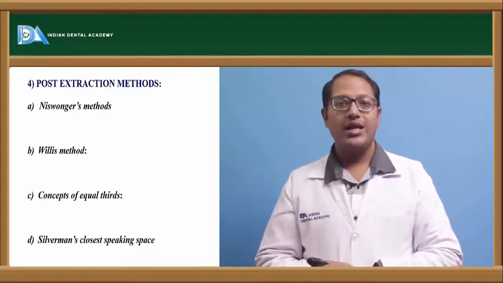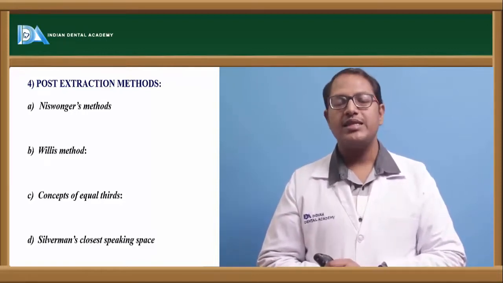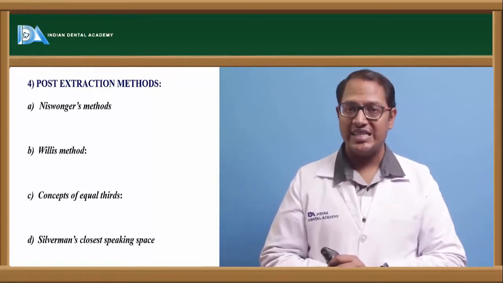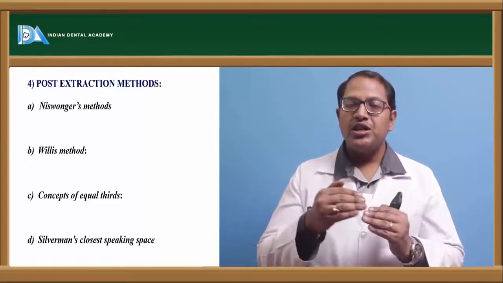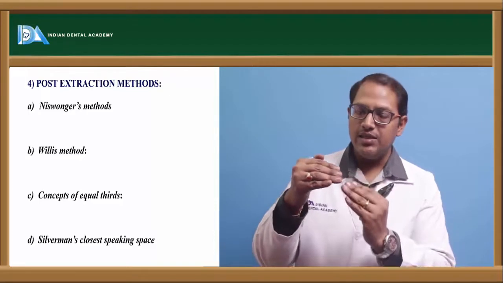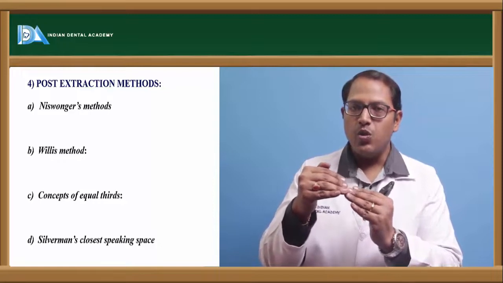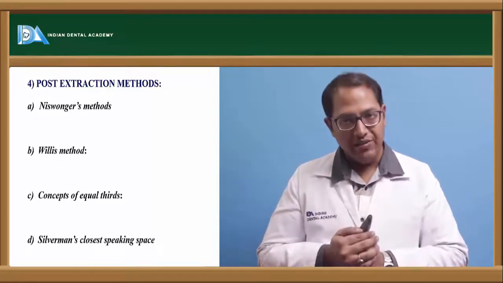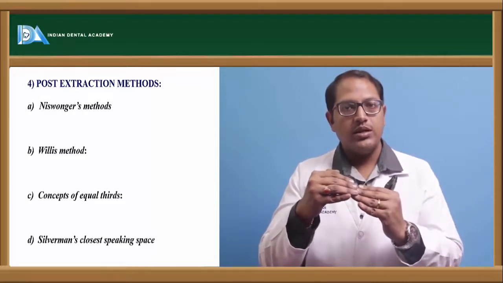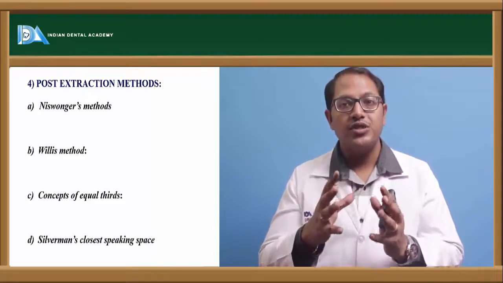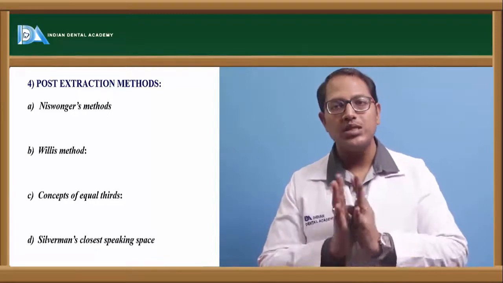Coming to the next one, that is Silverman's closest speaking space. Silverman was a great scientist who came up with this concept of the words S, CH. These are the words or letters which, while pronouncing, the maxillary teeth and the mandibular teeth come as close to each other, but they do not touch. So there is a small space of 0.75 to 1 mm left when the patient is speaking, sir, chur. Our teeth come as close as contact to each other, but not touching. That is another physiologic space which is present and should be maintained in all patients. That is called Silverman's closest speaking space.